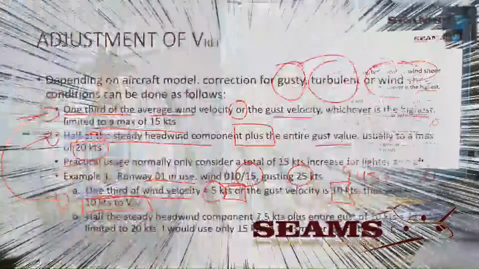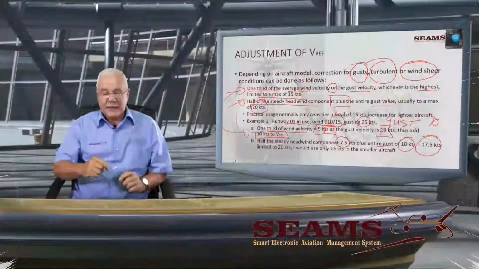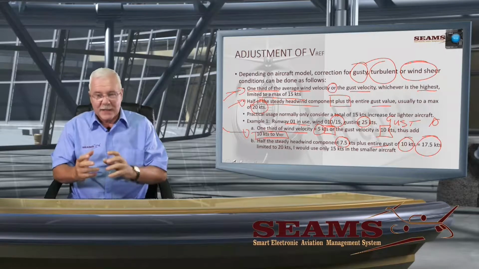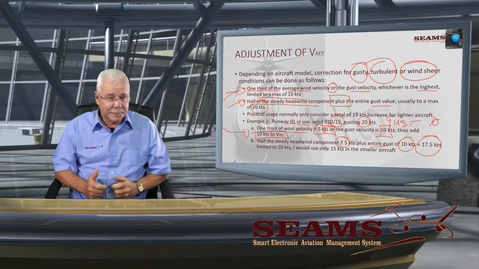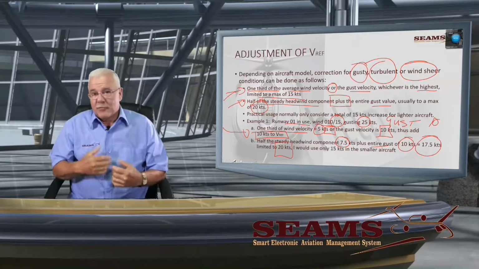Let's do the other one, and you see how, you know, it's quite different. Half the steady wind speed, there we've got 7.5 knots. And then they say the entire gust is 10. So all of a sudden we're looking at 17.5. And now you are looking at the difference between 10 knots and 17.5. That's a difficult one. Again, remember they said this one is to a maximum of 20.